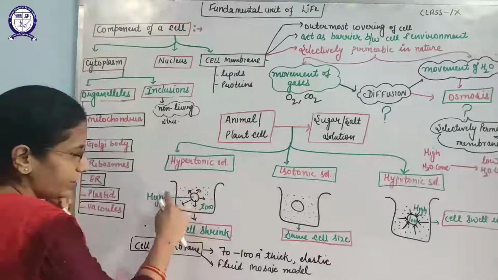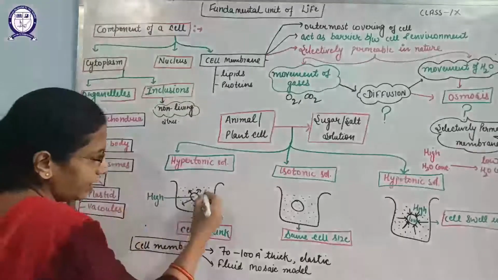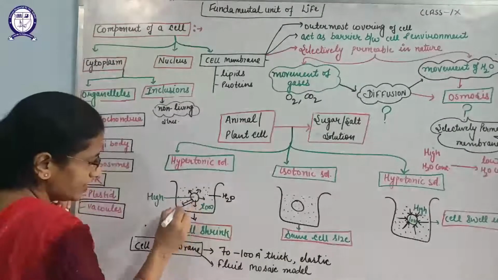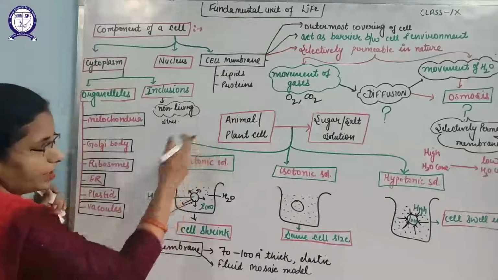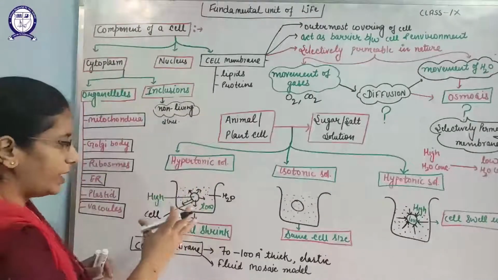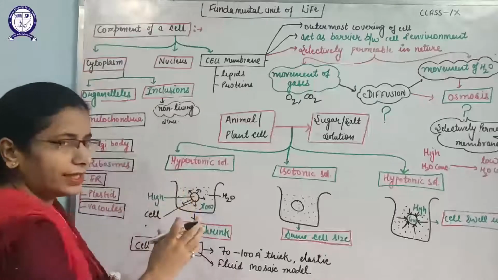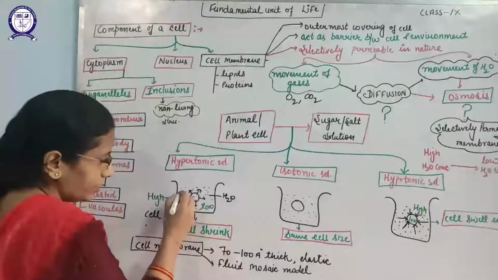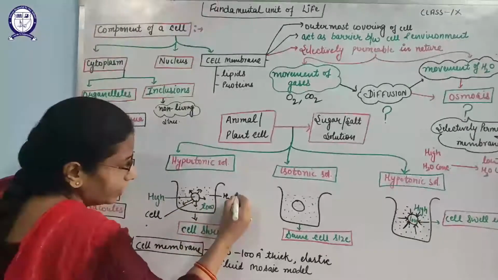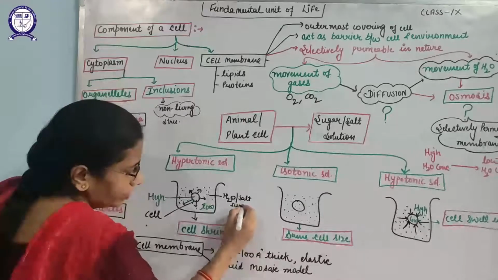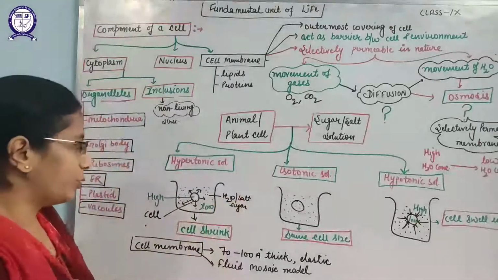This is the jar that contains the water outside, and this is the cell. You can take either an animal or a plant cell. So if you keep this animal or plant cell in the jar that has water, what would happen? But that should contain either salt or sugar. So it is a sugar or a salt solution.